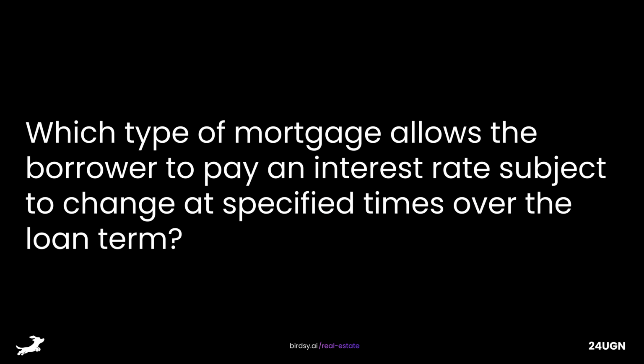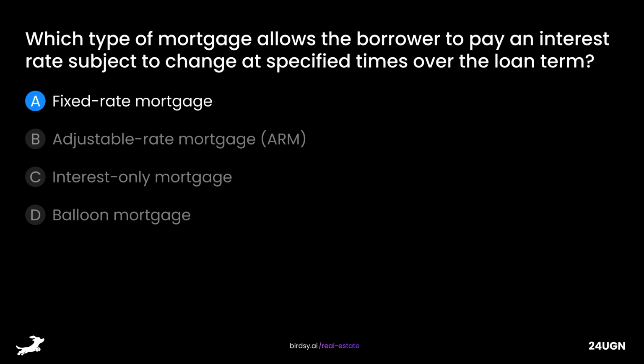Which type of mortgage allows the borrower to pay an interest rate subject to change at specified times over the loan term? Is it A, fixed-rate mortgage? B, adjustable-rate mortgage? C, interest-only mortgage? Or D, balloon mortgage? The answer is B, adjustable-rate mortgage.